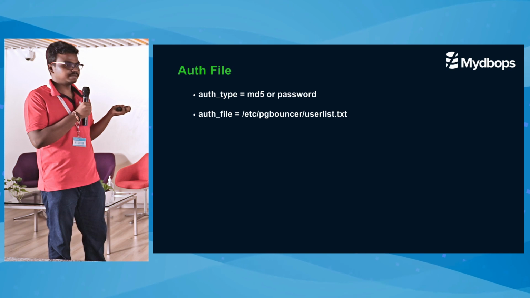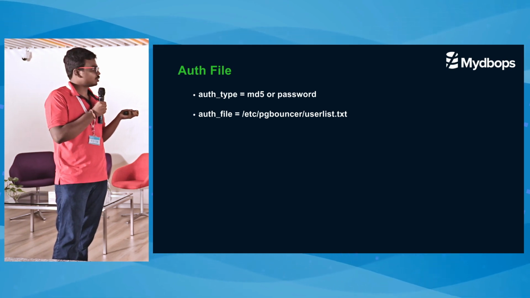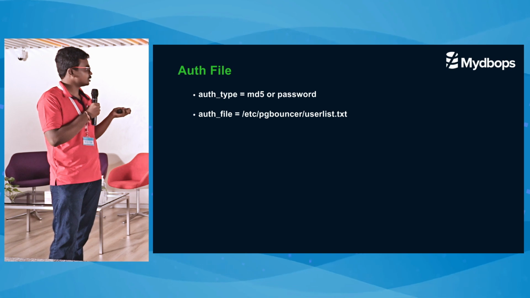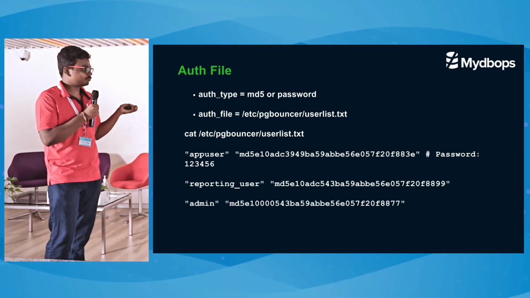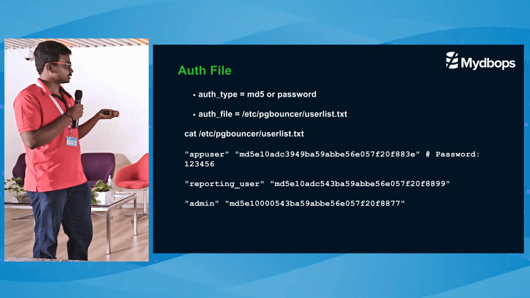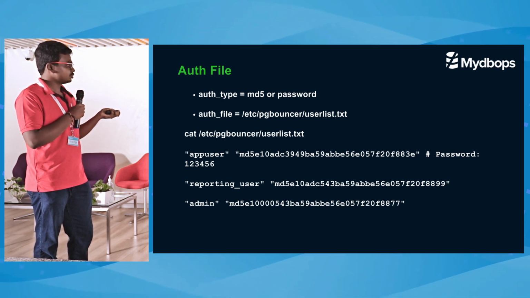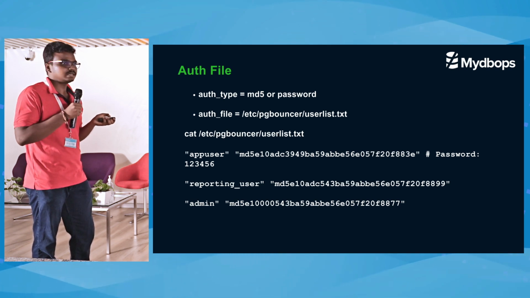If you are going to use an MD5 checksum, you need to use the MD5 checksum. Or else, if you are planning to use a plain password, you can use the plain password, along with the location of the file. And this will be the basic content of the file: the database username and the MD5 checksum. And if you are using a plain password, you can just mention the plain password here. Okay, what are the advantages?